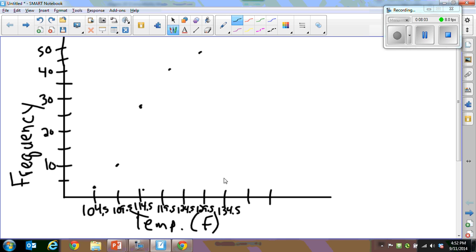How many were at or below 129.5? I put this one in the wrong spot. That should be right about there. 129.5 should be there. And then finally 134.5 should be there. And then, again, you connect your dots.